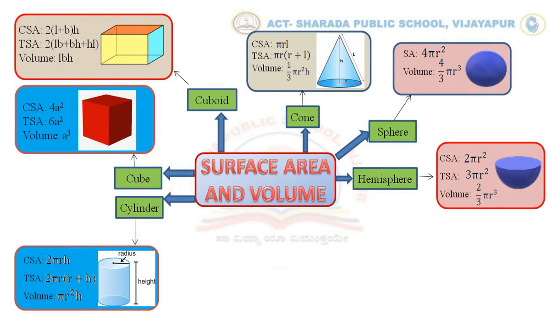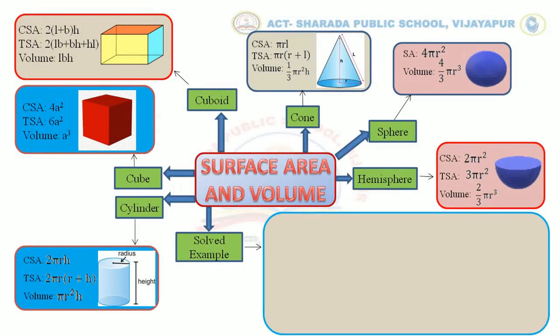These are the 6 solid objects that we discussed in surface area and volume. Now let us discuss one solved example. If the lateral surface area of a cylinder is 94.2 centimeter square and its height is 5 centimeter, then find the radius and volume.